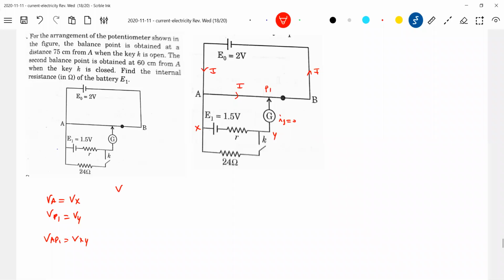Vxy. And what is Vx? You can write like this: E minus, say some I dash R minus Vy equal to 0. As I dash is 0, so VAP1, what you can write, I lambda AP1, okay, this is length L1. I lambda L1 is equal to E1.